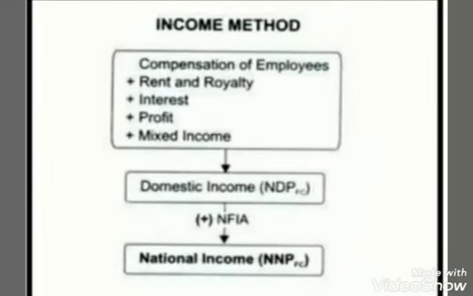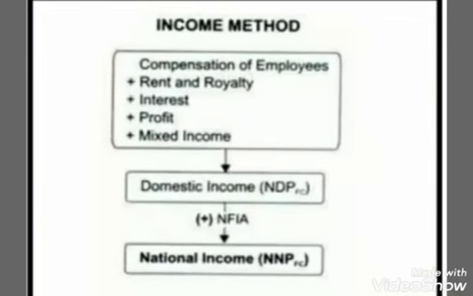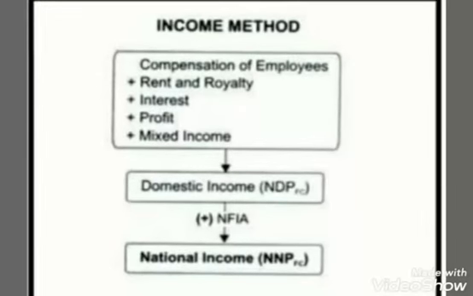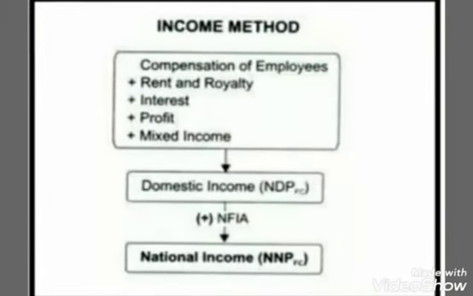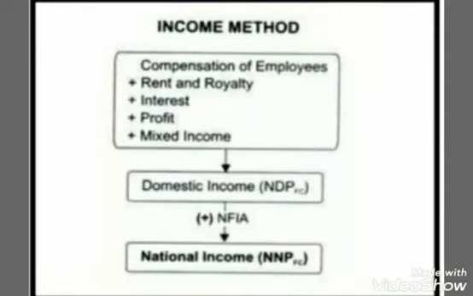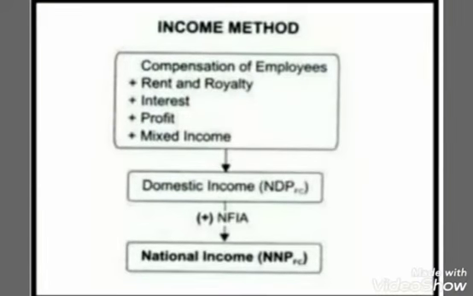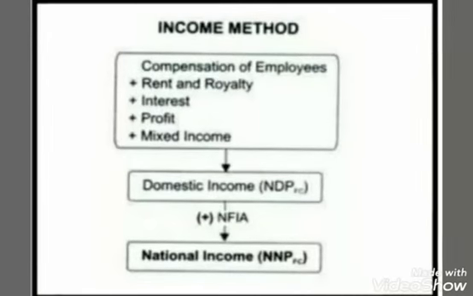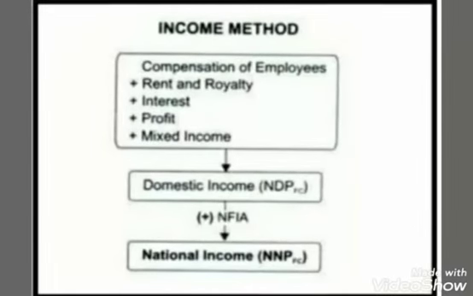So to measure national income by income method, we need to take compensation of employees, then we need to take operating surplus, and then we have to add mixed income, and then we come to the domestic income or NDP at factor cost. And in this NDP at factor cost, if you add NFIA, that is net factor income from abroad, you are able to reach NNP at factor cost, that is net national product at factor cost, which is actually the national income.